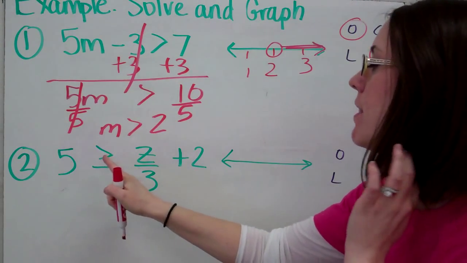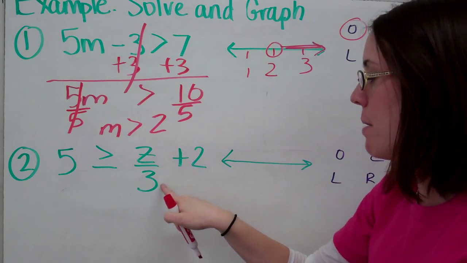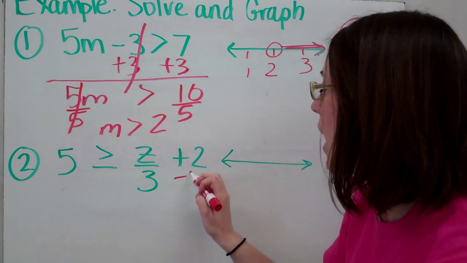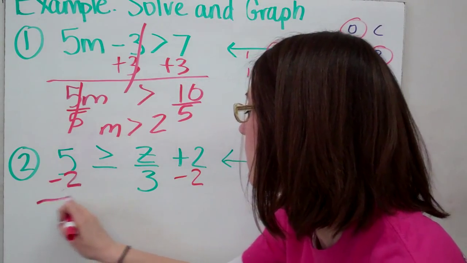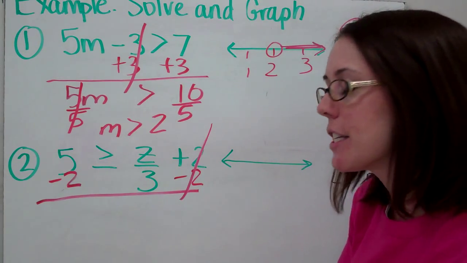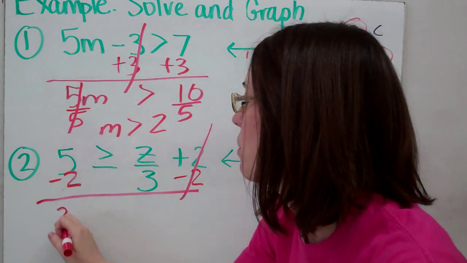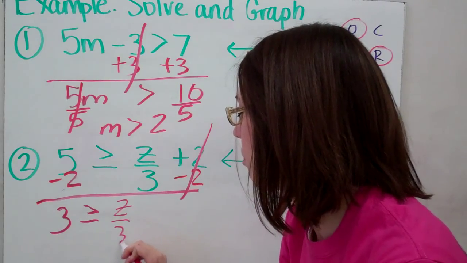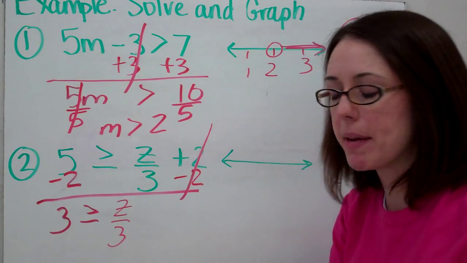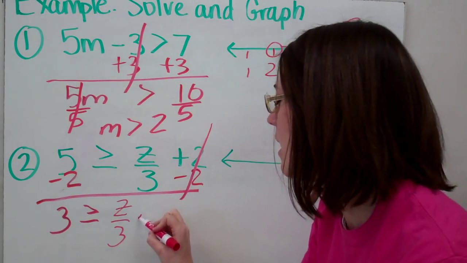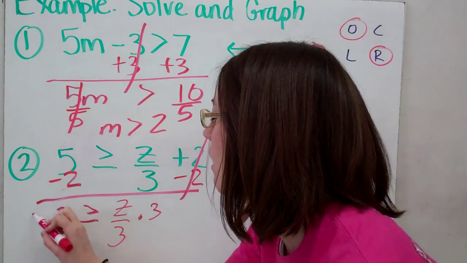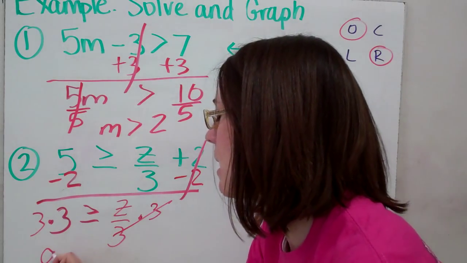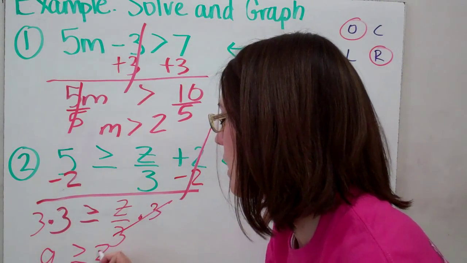Number 2, 5 is greater than or equal to z divided by 3 plus 2. Let's get that variable z by itself. Subtract 2 from both sides. Your 2's cancel. 5 minus 2 is 3. Is greater than or equal to z over 3. How do we solve this one-step inequality? To get rid of divide by 3, we multiply by 3 on both sides. Your 3's cancel. 3 times 3 is 9. Is greater than or equal to z.